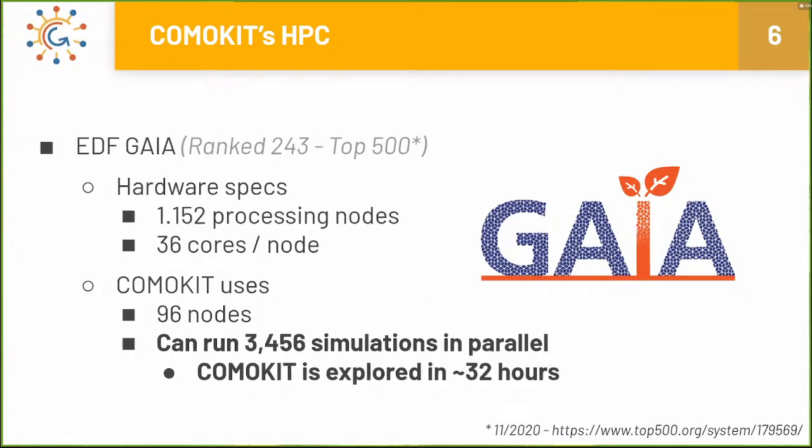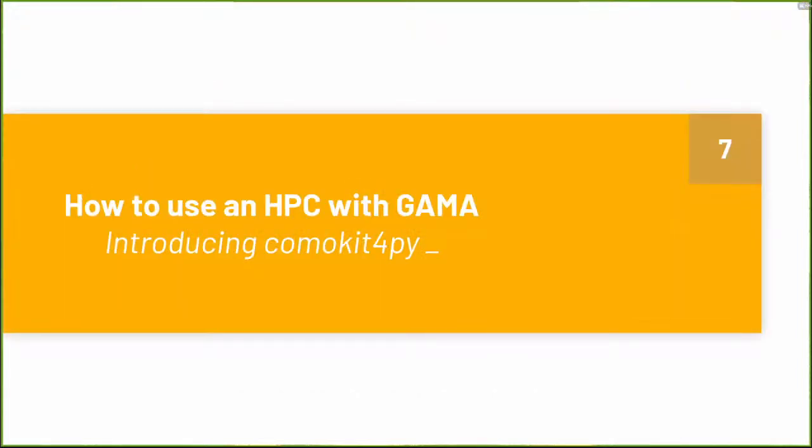In the CommuKit project, we had a partnership with EDF, which is the French electricity company, and we use one of their HPCs. I gave the hardware specs for people interested in that. But what is important is that with that HPC we went from more than 12 years of processing to below 32 hours of processing to make the full explorations, which is a pretty good optimization.